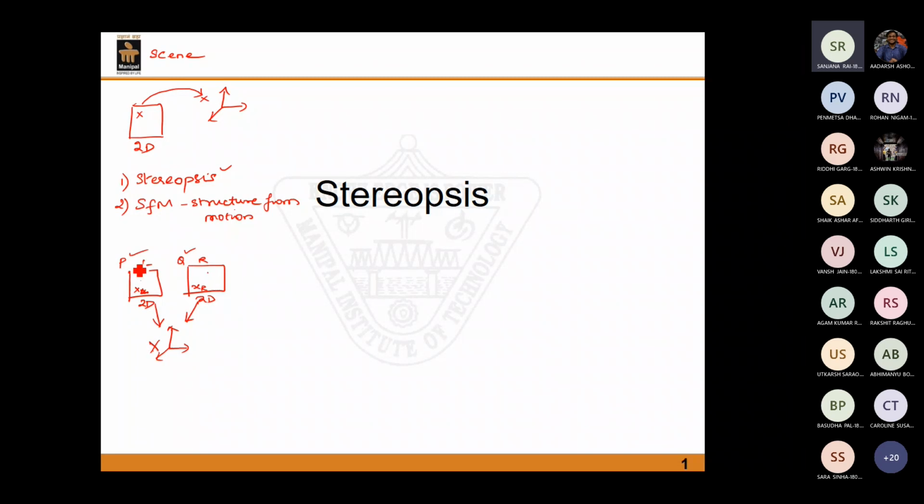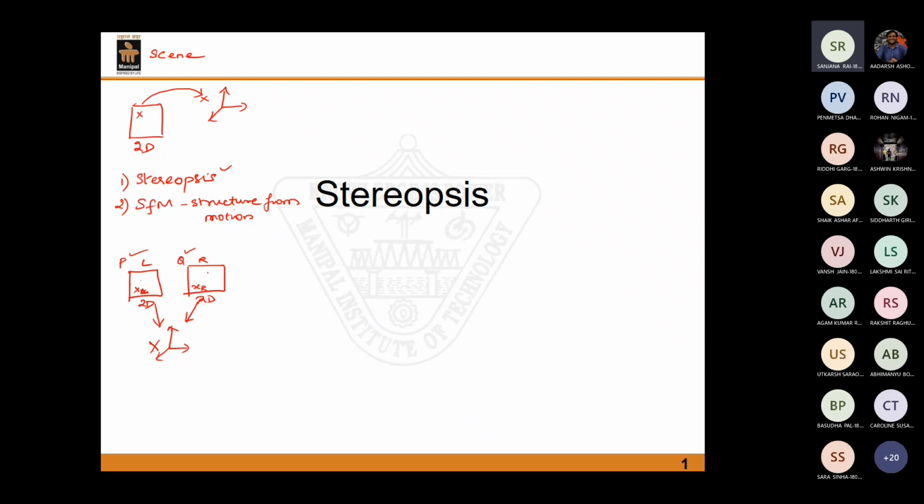Once you know the camera parameters and you have the corresponding point pairs between the two images which represent the same point in the 3D scene, the actual task of reconstruction is to find the location or position of that particular 3D point. This method is called stereopsis, and that's the first method. As I said, you are considering two images in this case.